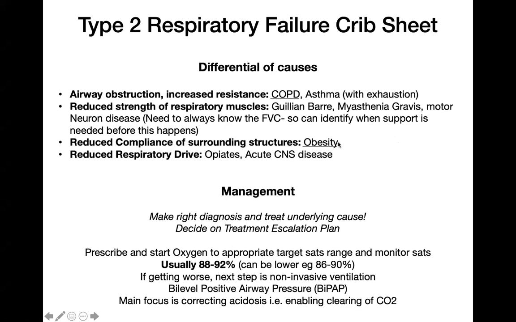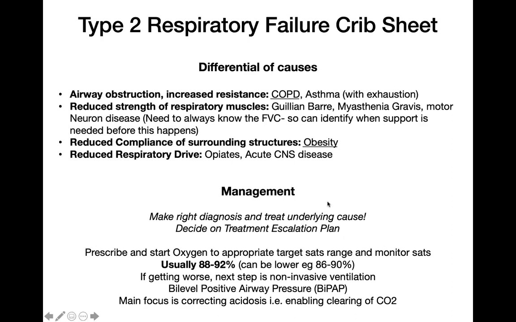And the one people forget is reduced compliance of surrounding structures. I've just underlined which are the two most common, which is COPD and obesity. Obesity is so common. We often forget about the respiratory impact that it has, but it means that your diaphragm and all your muscles and the clever way that the lungs work function less well. So it can cause respiratory failure. And then reduced respiratory drive, like opiates, which we're much better at picking up because they're clear signs that we can see.